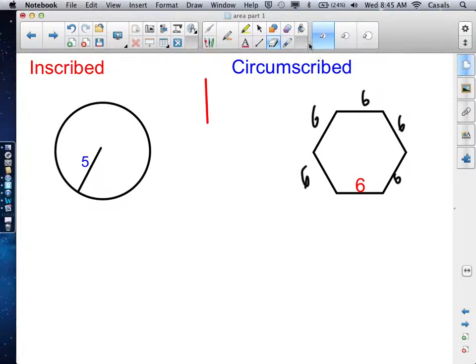However, if I asked you what the area was, you'd probably have a little difficulty with that. The first thing you would probably do is check your reference sheet, and then you'd be disappointed to find out that there's no formula for the area of a hexagon, right? So what do you do in that circumstance?